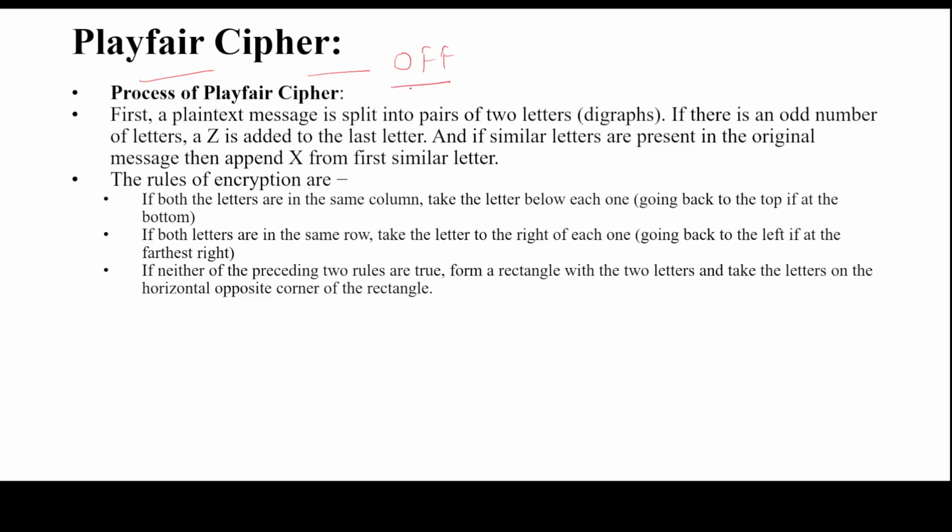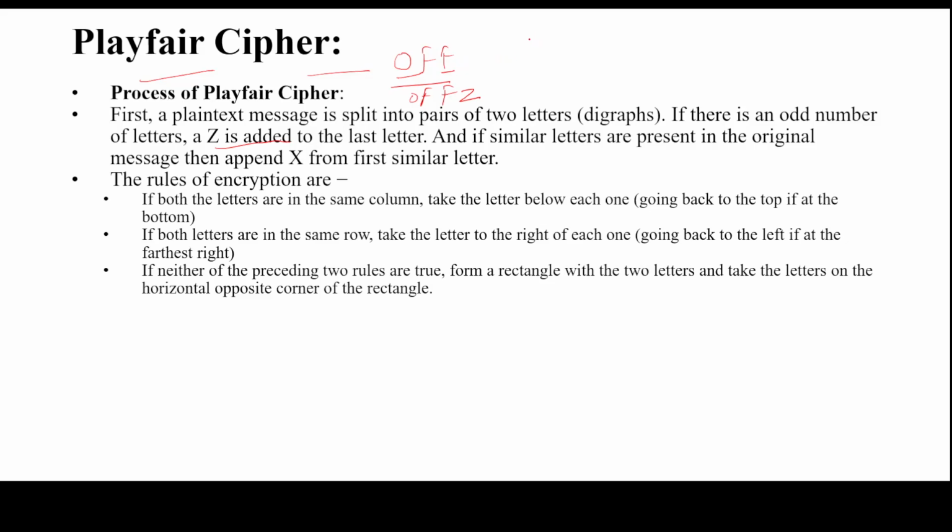We have to make pairs of this original message. OF will be the first pair, and what about the last letter? In this situation, just add Z to the last letter. If similar letters occur that cannot be paired, then we have to append X.